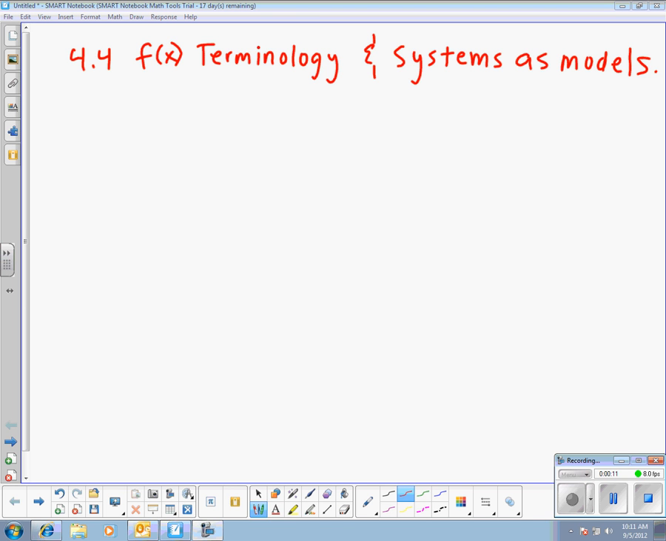So this f of x thing, the first thing you need to know about it is it's another way to say y. The reason we need f of x terminology is because we're in a word problem where we've got more than one thing going on. We've been dealing with more than one linear equation.